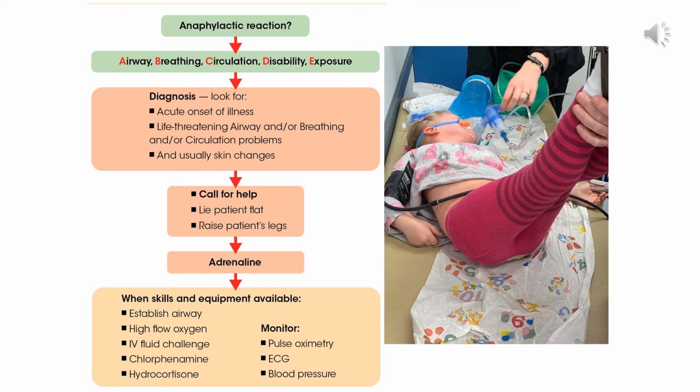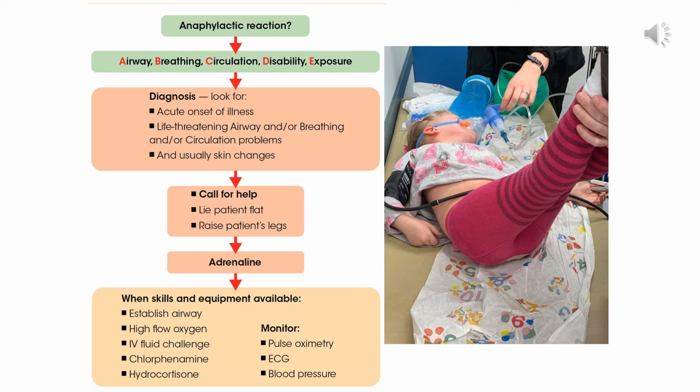Shock position is to have the patient supine and have the legs elevated. Now this is a child, so we're able to elevate the legs with our hand, but with an adult, typically we can put a pillow or something under the patient's legs so that we can maintain the elevation of their legs. Whenever it's identified that a child is having an allergic reaction, we need to definitely eliminate, if we can, the allergen and get the child or the patient away from the allergen. And then we need to give them adrenaline or epinephrine.